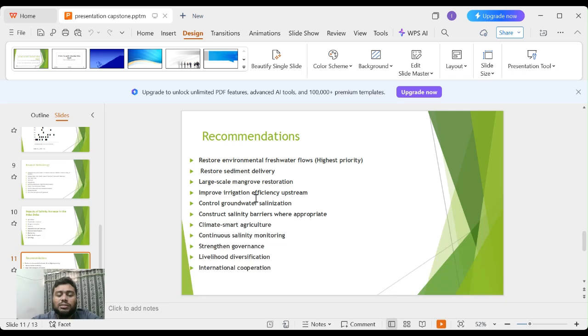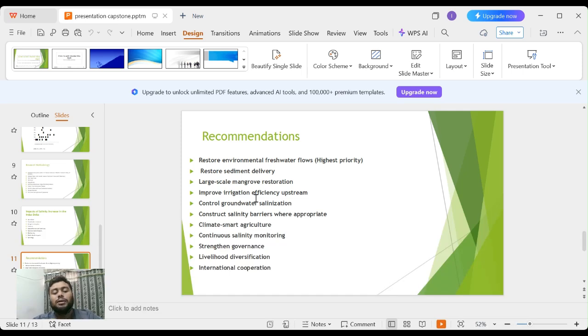So the tenth one is the livelihood diversification of communities affected by salinity, who need alternative income sources. So we have to promote sustainable fisheries, support ecotourism, and encourage mangrove-based enterprise, not industrial enterprise. We have to provide educational training and microfinance at the local community level. This will benefit in reducing economic vulnerability, so community resilience will be enhanced.